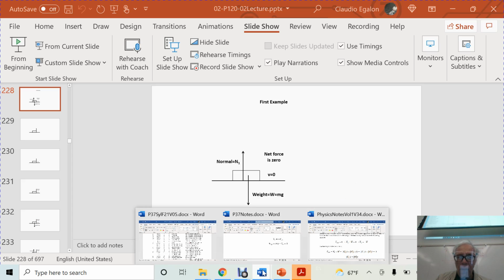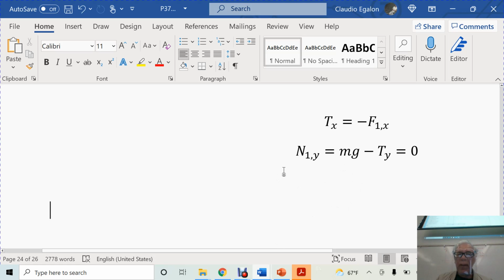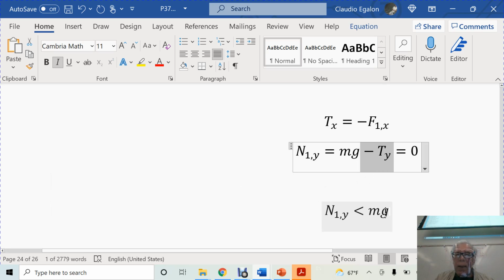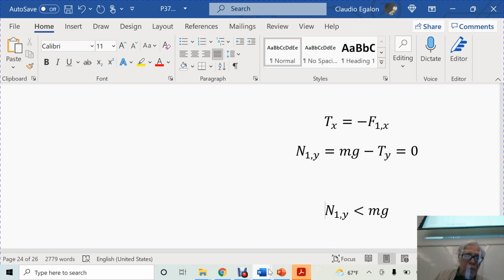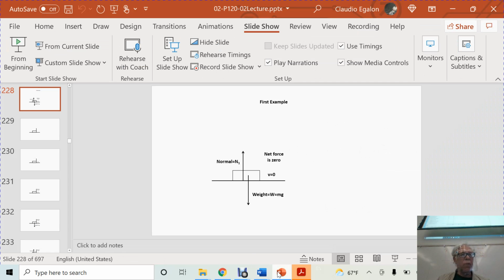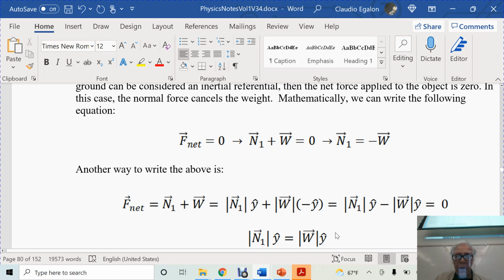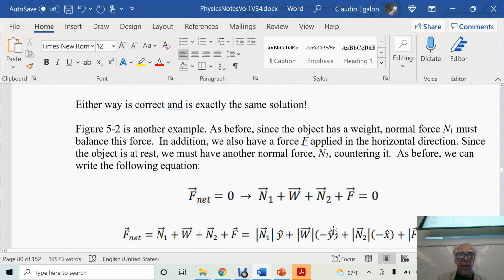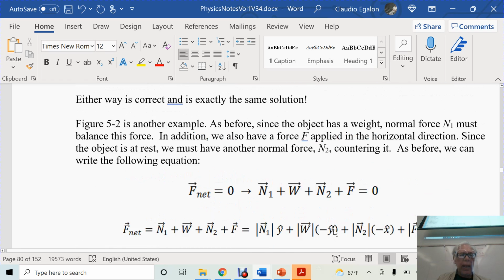So here you go. In this specific case, this normal here is going to be less than the weight, less than mg, because you are subtracting a y component. So you have all those types of problems for Newton's first law. Let's see if we have another interesting one here. Here you go. The book also has, let's see, the case.